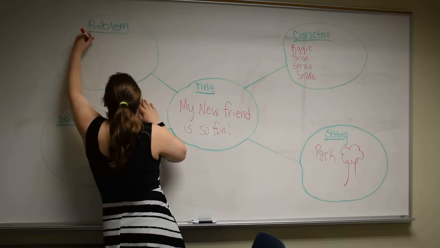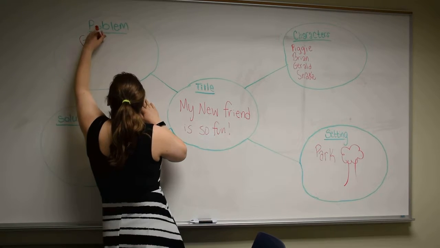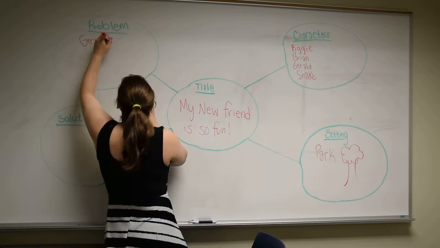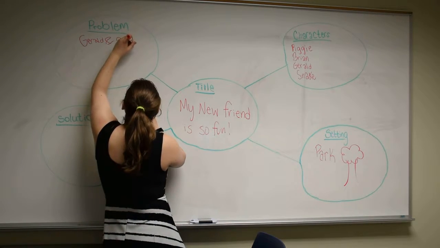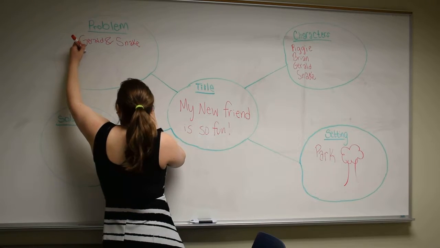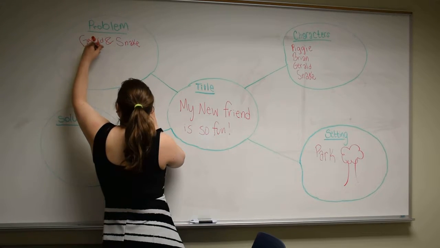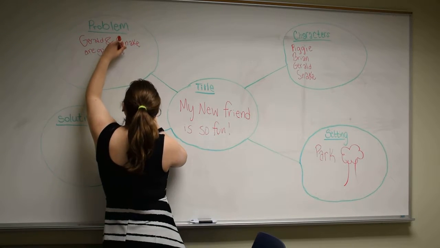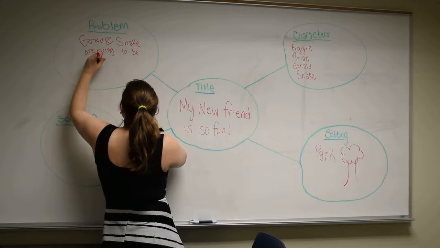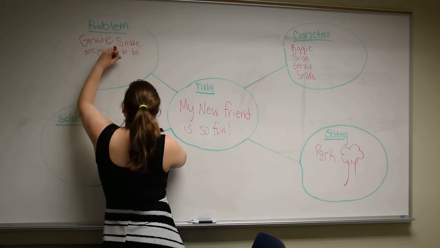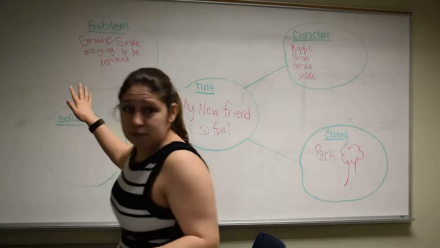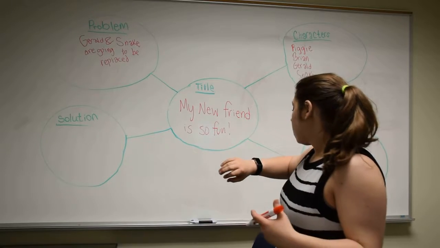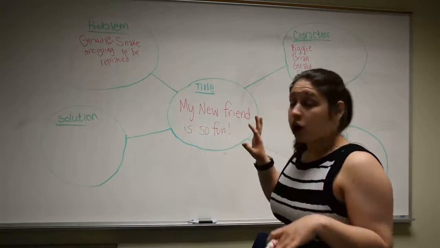Gerald, you'll have to excuse me, being left-handed is very difficult when it comes to whiteboards. Gerald and Snake are going to be replaced. So, that's the problem of the whole story. They're worried about that. And now, we have to talk about the solution.